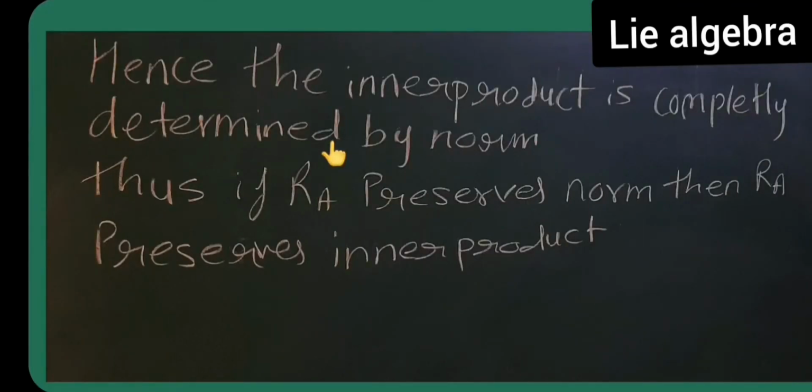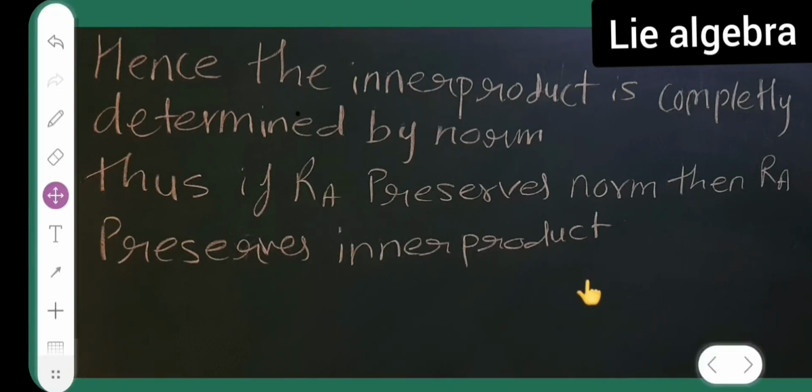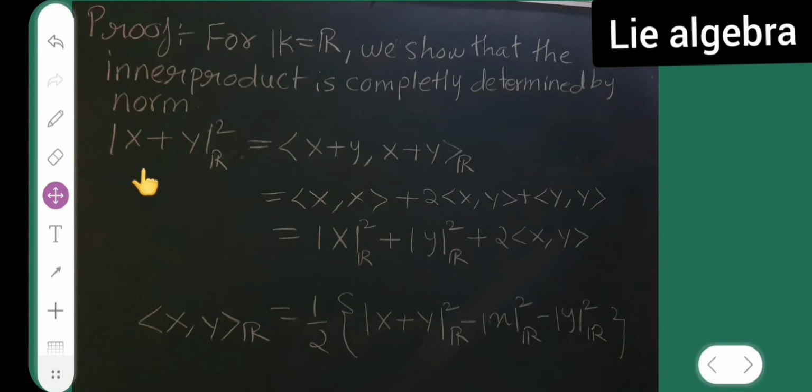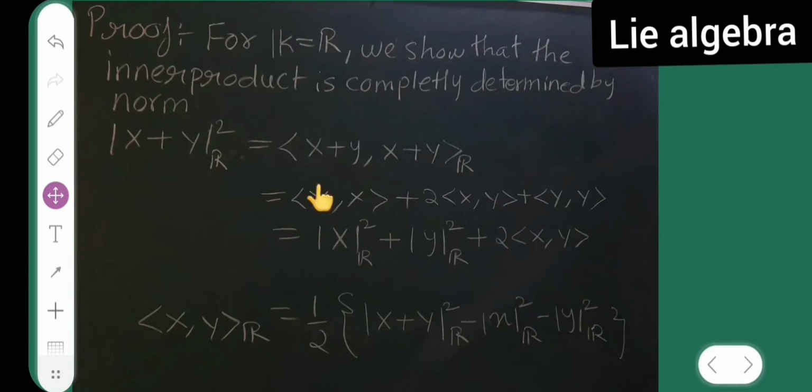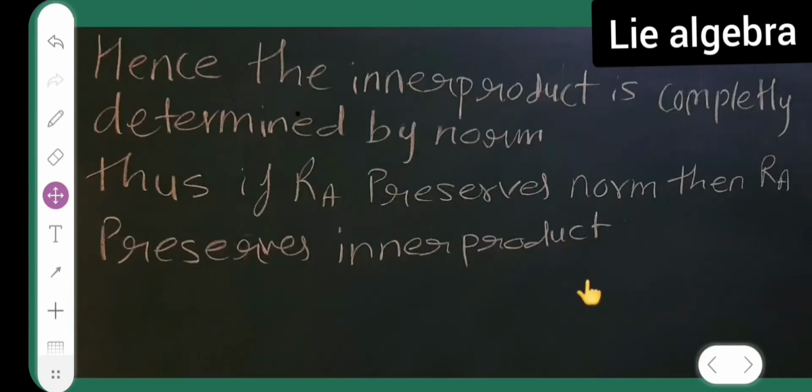You all have understood this part. See, if R_A preserves the norm, then R_A preserves the inner product. So this is from the first part we have proved, right? Such that R_A preserves the norm. So we have shown that R_A preserves the norm. So this part is done.